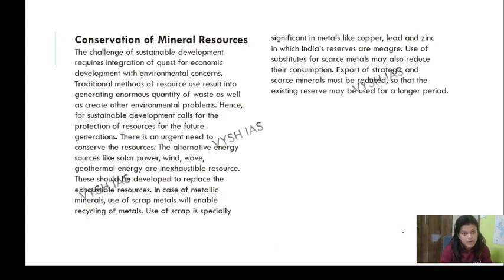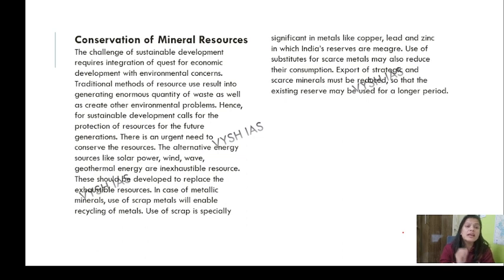Now we have talked about types of energy, we have talked about its classification, we have talked about conventional and non-conventional, we have talked about the exhaustible and non-exhaustible ones. Now we are talking about the human being utilizing it. So wherever the utilization of resources comes into picture, the foremost and most important thing is its conservation.